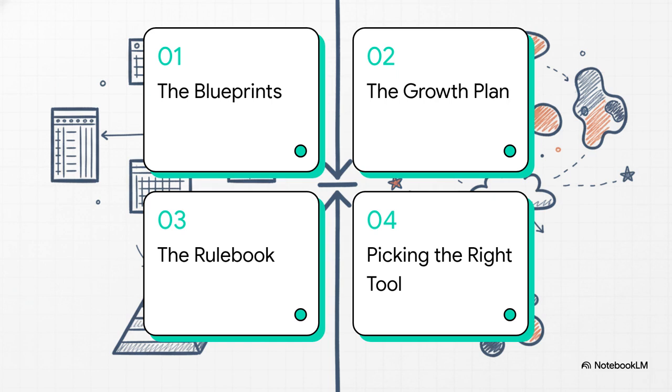Here's our game plan. We'll start with the core blueprints, how they actually store data. Then we'll look at the growth plan. What happens when you need to scale? After that, we'll cover the rulebook they each play by. And finally, we'll wrap it all up to help you pick the perfect tool for the job.